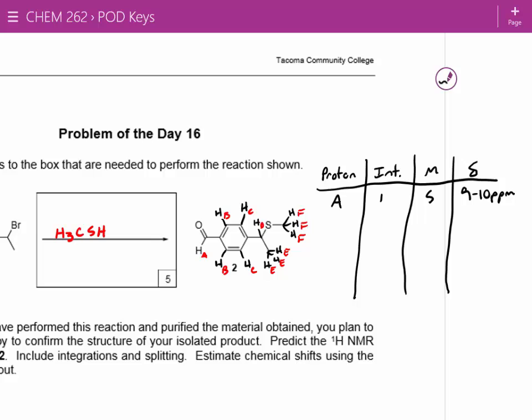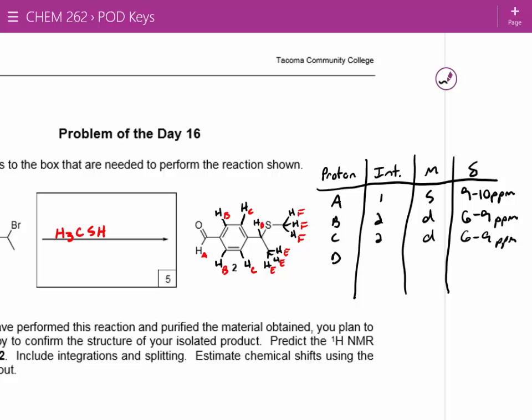All right, now let's go to proton B. How many protons are in the B set? 2. What should proton B be split as? How many 3-bond neighbors are there to proton B? 1. So double it. There's 1 3-bond neighbor, so it's going to be a doublet. I'll label this D. And where do aromatic protons show up? 6 to 9 ppm. So if you look at your correlation sheet, those aromatic protons should show up there. Same with proton C. It should integrate as 2. It should be a doublet, and it should be 6 to 9 ppm. What about proton D?